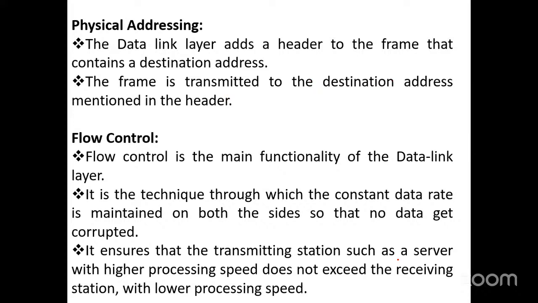Next, functionalities of a data link layer. We covered the first functionality, that is framing, and we have seen the frame image also. The next functionality is physical addressing. The data link layer adds a header to the frame, which contains the destination address, and the source address also, as we covered. The frame is transmitted to the destination address mentioned in the header. Whatever address you mention in the header within the frame, to that particular address the frame will be delivered.